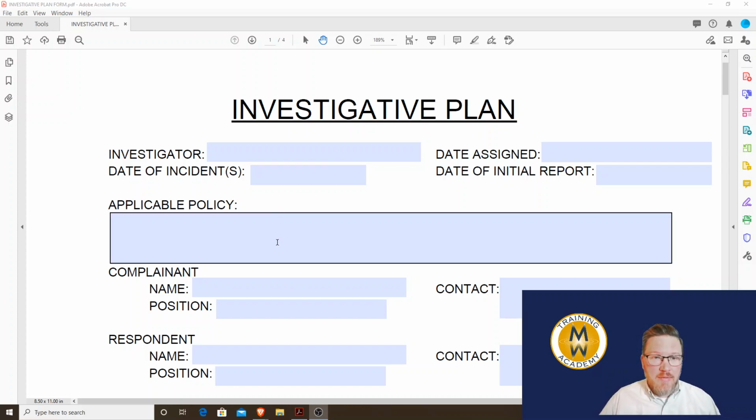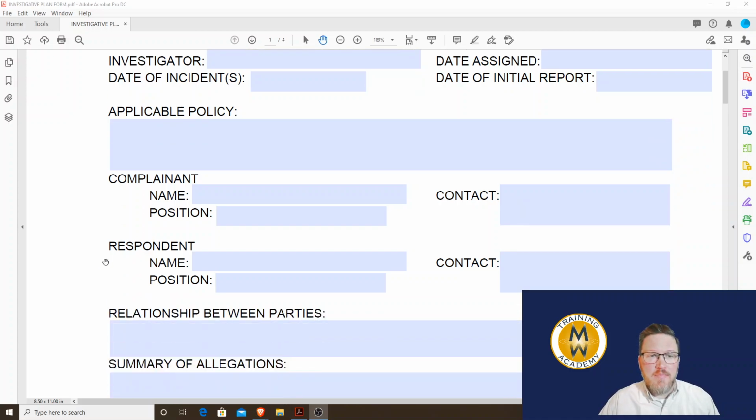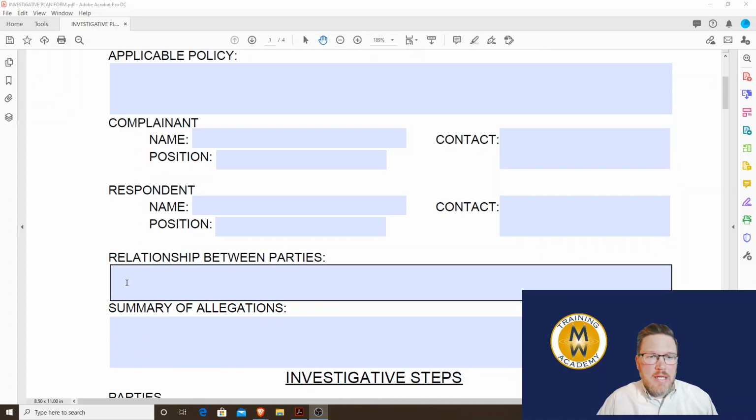This is the part of the policy that applies. So that should be your misconduct policy and then the behavior as written in the policy. So sexual violence with the little definition, whatever it is. Your complainant's name, your respondent's name. Most cases you only have one. If you have more than one, that can be adjusted, or you can contact me and we can work with the form. Relationship between parties, co-workers, dating relationship, supervisor, employee, just at a glance, what is the relationship?